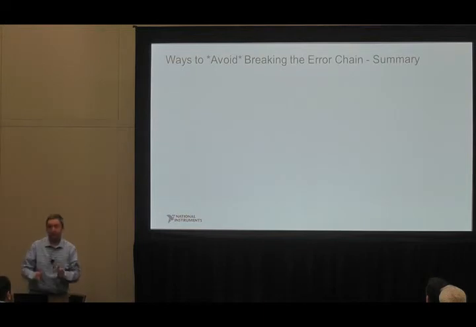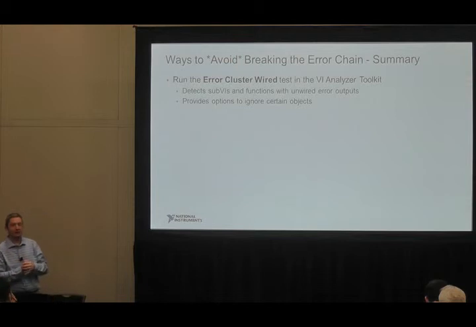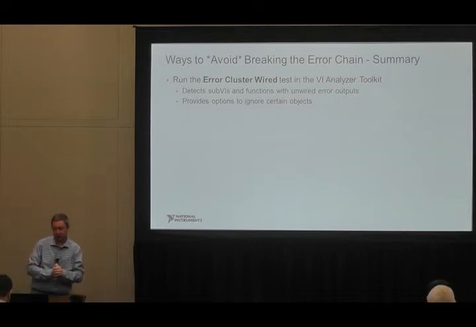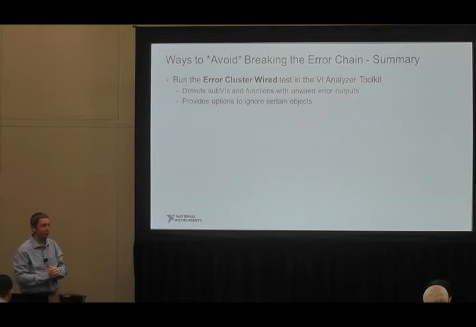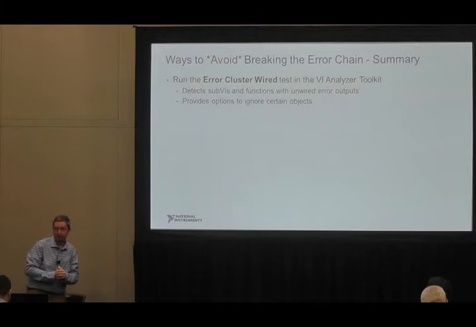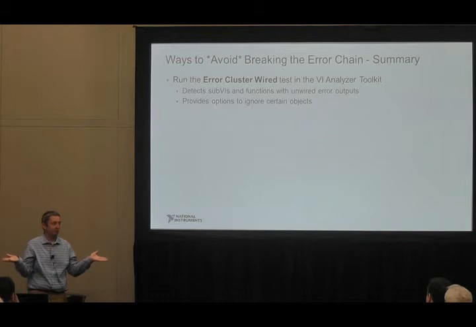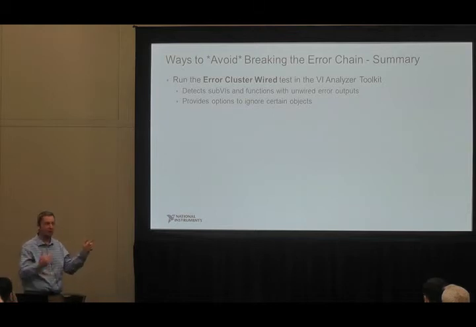All right, so to summarize the most important part of this presentation, run tests from the VI Analyzer toolkit to help you find places where the error chain might be broken. Error cluster wired is a good one. It'll detect those functions that don't have their outputs wired. And it also provides options to ignore certain objects. I almost never wire the output of the delete function. So if there's a file on disk that I want to delete, I'll call the delete function. Maybe it gets deleted, maybe it doesn't. I don't really care. I tried my best. I move on. I don't check the error output of that function. That's one of many examples, and the test provides options to ignore some of those that are frequently unwired.